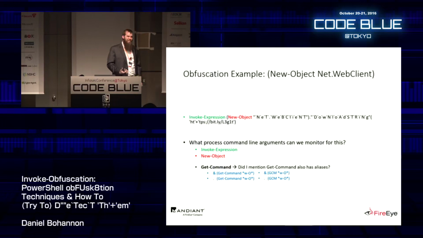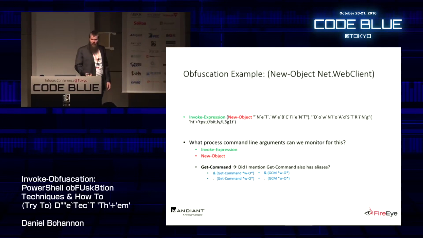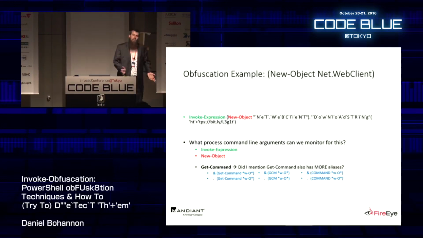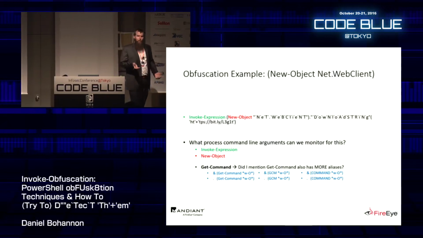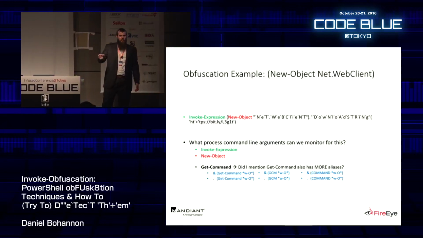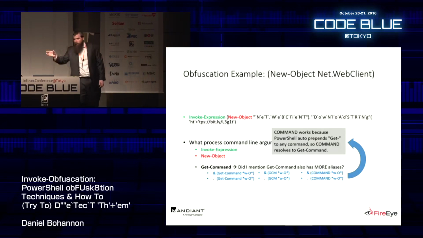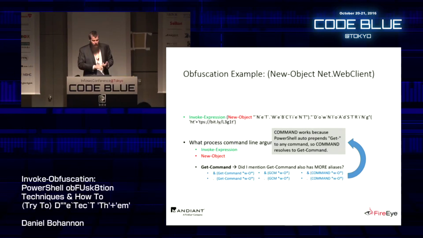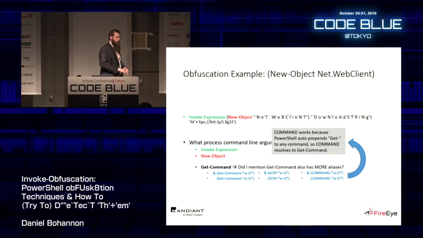In addition, get command has its own alias of GCM, and it actually has an undocumented alias of command. Now, why is command an alias? Why is it not documented? Well, it kind of is. So in PowerShell, when you type a command, it will automatically prepend a get dash to see if there's a commandlet named that. So now you have get command, GCM, and command. Do you think triggering off of command may generate a lot of false positives? It will, and I know from experience. Command is an execution flag as well, so you have to start thinking of all the possible places where this string could be and how detecting it can be problematic.